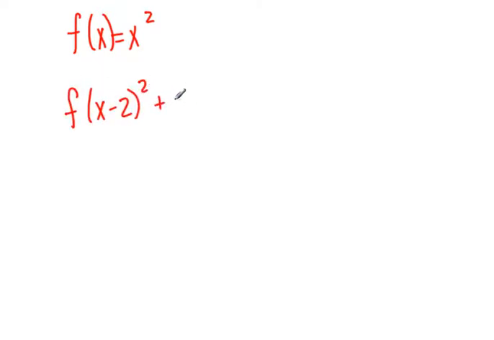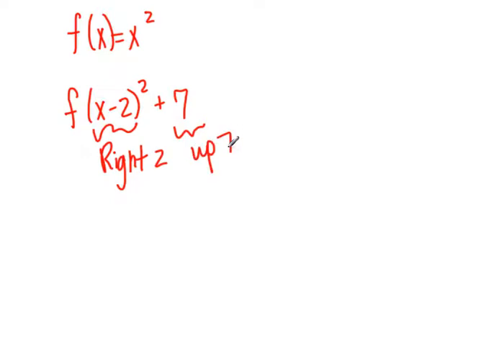So what happens if I say, okay, well, here's my parent function. What happens if I do (x minus 2) to the second plus 7? Well, we learned from transformations, if I put it with the x, and I put -2, then that is right 2. And that would be up 7. So instead of that parent graph of this, all the points would shift right 2 and up 7.